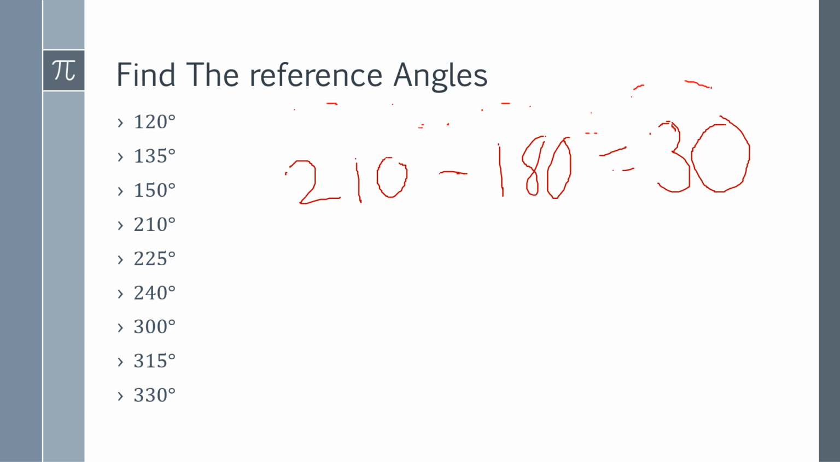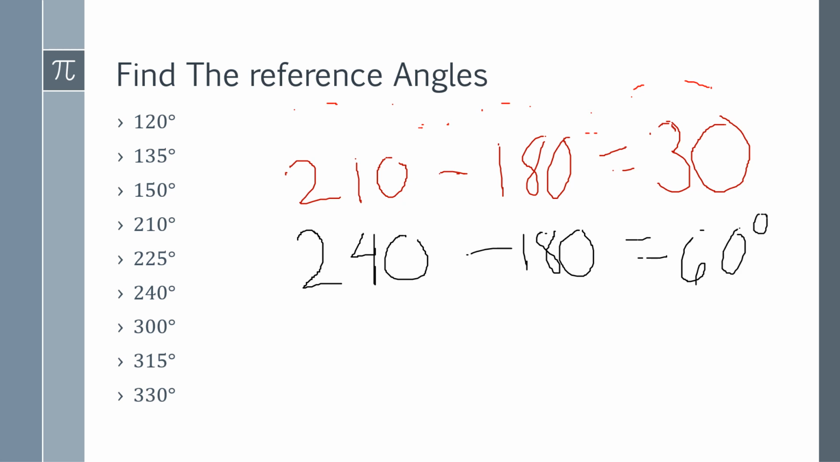Alright, let's do 240. So 240 is in quadrant 3, meaning that it's bigger than 180. So 240 minus 180. So 240 minus 180, that's 60 degrees.